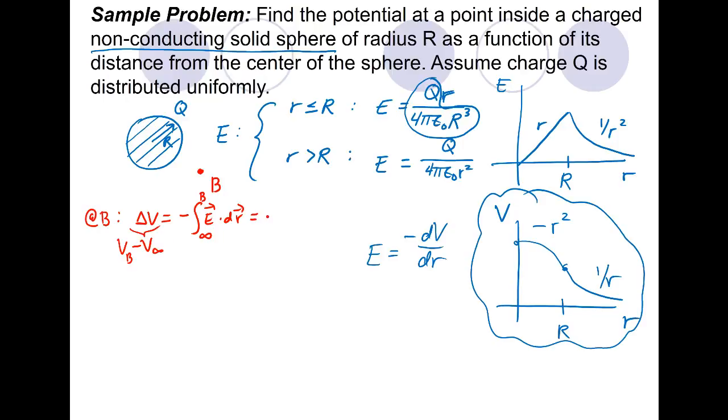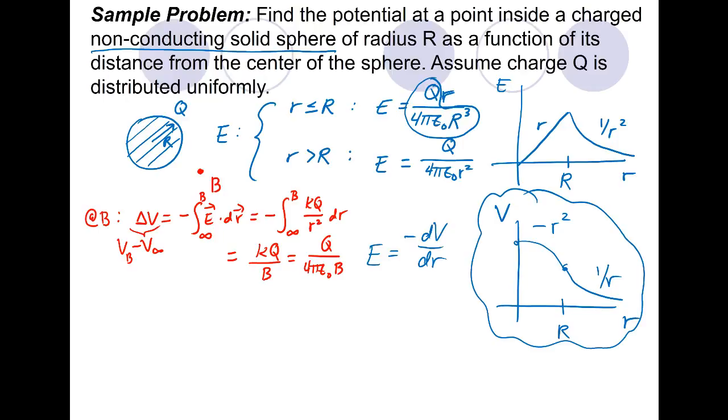Okay, so that's negative integral from infinity to B of basically KQ over R squared dr. And like we saw previously, that's going to turn into essentially KQ over B. Okay? So nothing too crazy with that. Or another way of saying that is Q over 4 pi epsilon naught B. Or we could say RB if you want.